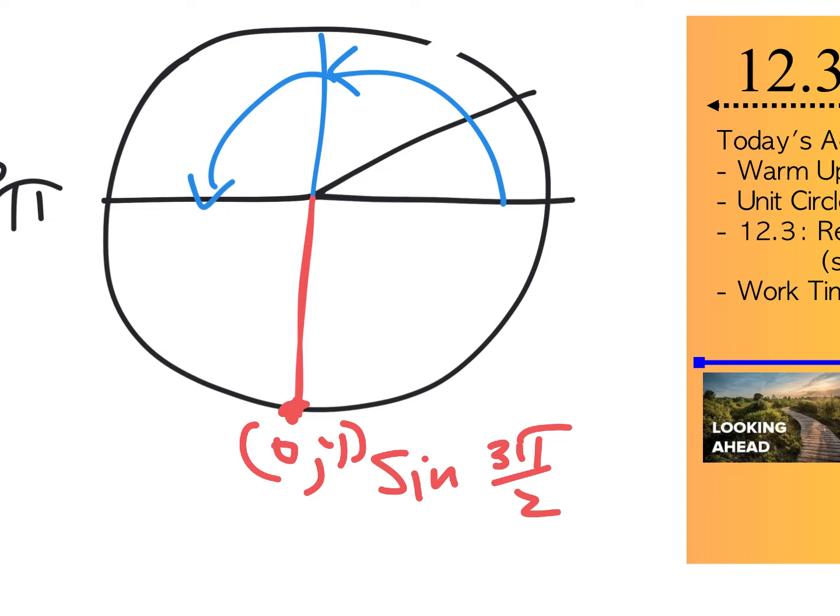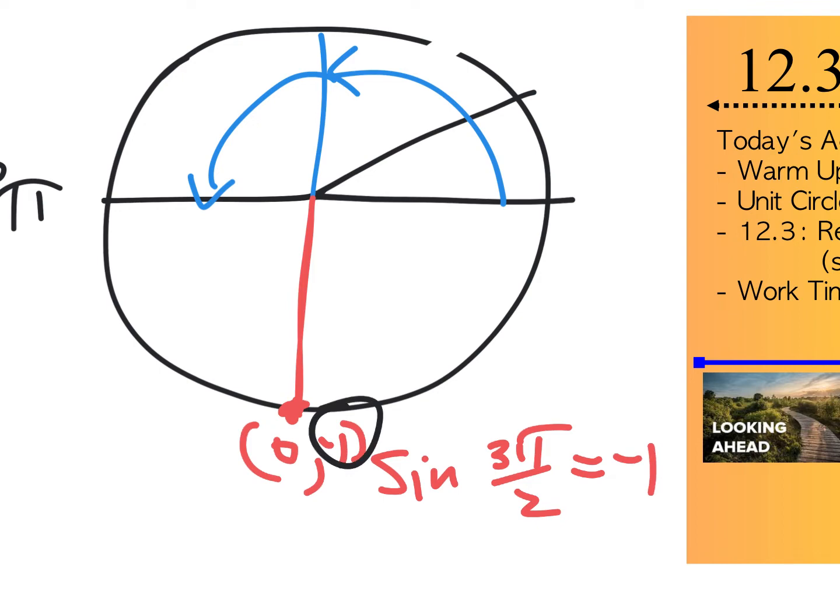Okay, now the sine is a certain letter. Everybody say it after I say sine. Y. All right, sine is y. You got to keep that straight. So if the sine is y, what is the sine of 3 pi over 2? -1. Because it's the y value. It's right there. All right.